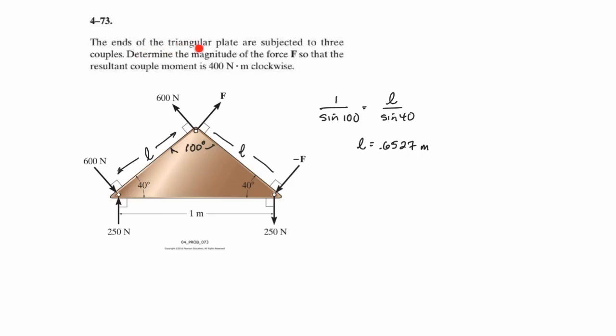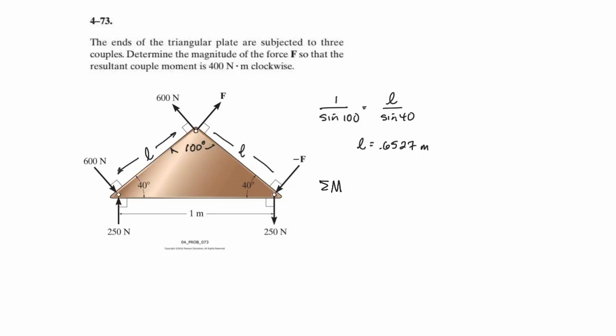Let's make sure we know what we're looking for here. It says the ends of the triangular plate are subjected to three couples. Determine the magnitude so that the resultant couple is 400 Newton meters clockwise. So clockwise going in this direction. So let's see what we've got. What I want you to do is use our convention of counterclockwise is positive. So let's see what we've got.